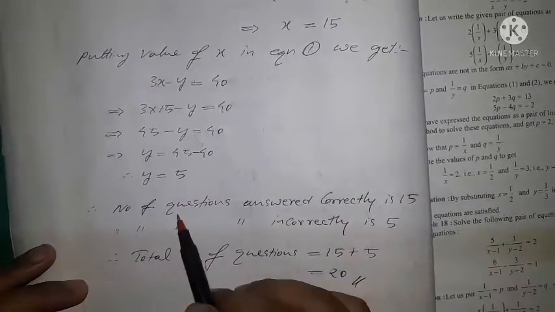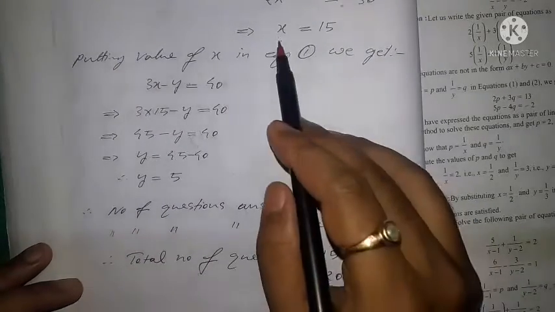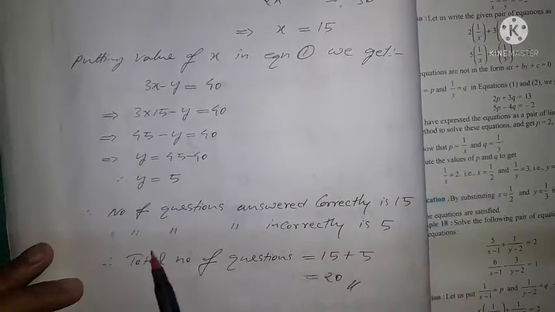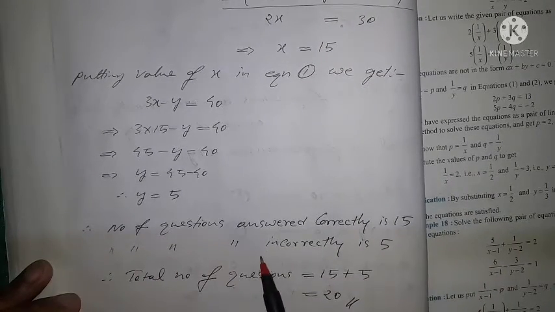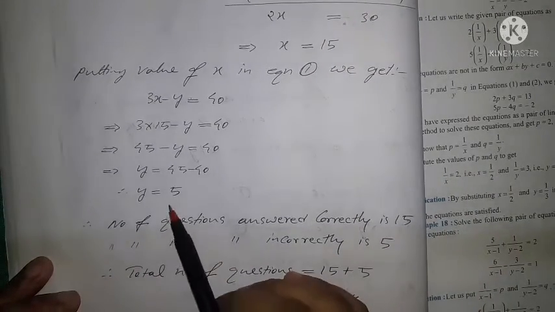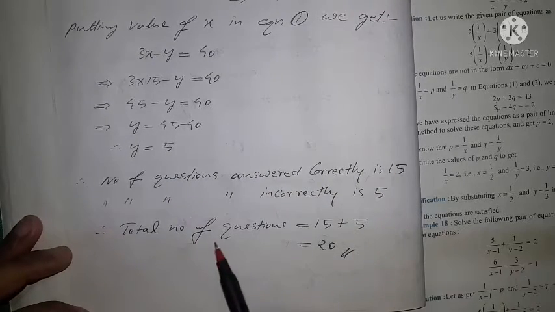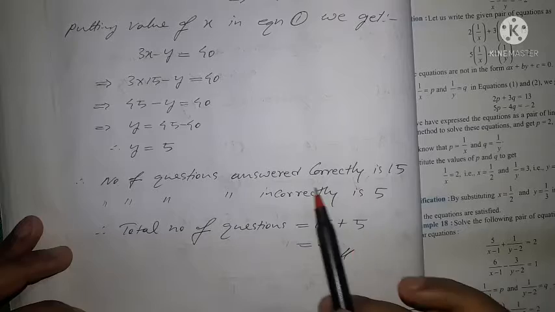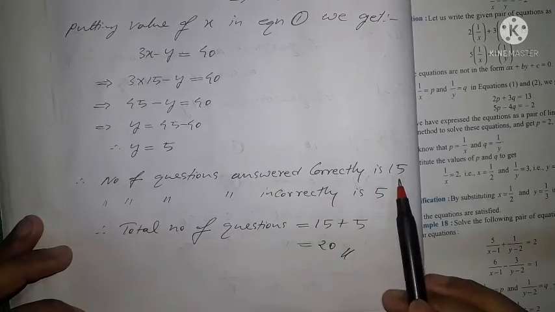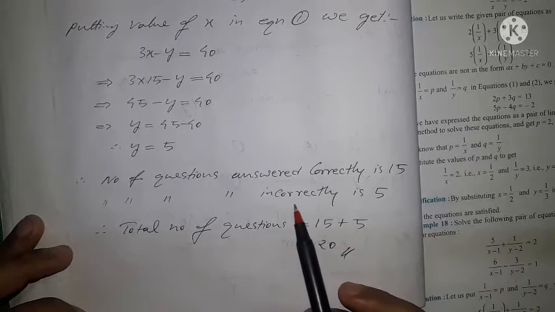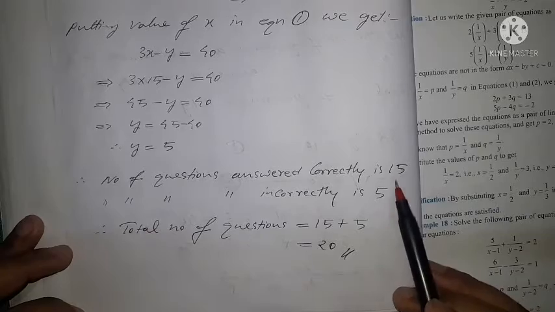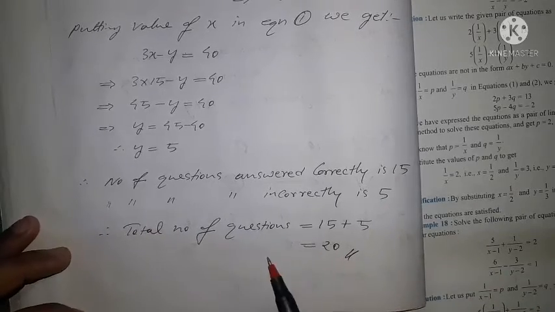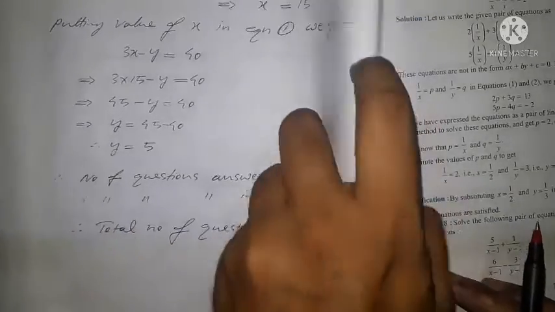So therefore the number of questions answered correctly, which is the value of x, is 15, and the number of questions answered incorrectly is 5, which is the value of y. Therefore the total number of questions is 15 plus 5, that is the questions answered correctly plus the questions answered incorrectly. In total it is 15 plus 5, that is 20. Therefore the total number of questions is 20.